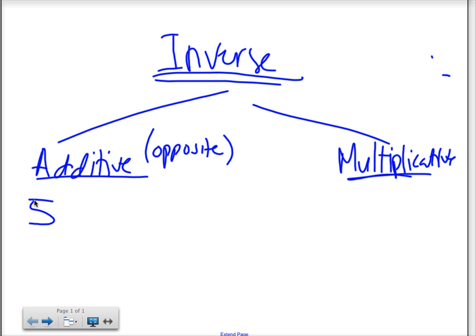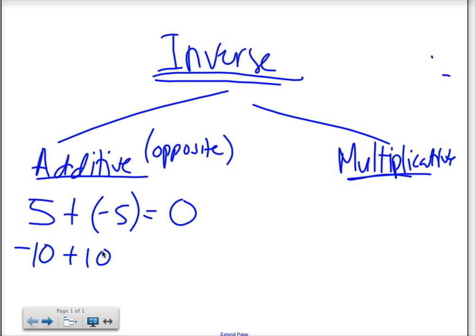What's the opposite of 5? Negative 5. So if you take 5, add it to its additive inverse, what will happen always? You get 0. They cancel each other out. You see it? So a number added to its additive inverse will always give you a 0. I don't care what that number is. I can start with -10. What's the additive inverse of -10? Positive 10. And you take positive 10 and negative 10 together, it will always give you a 0. Questions on additive inverse?